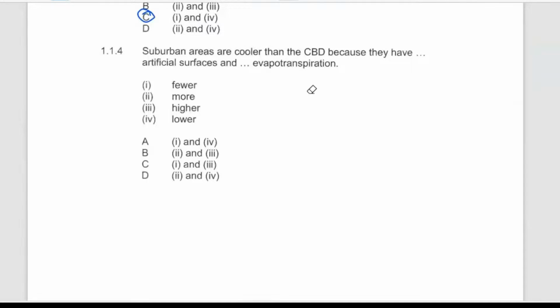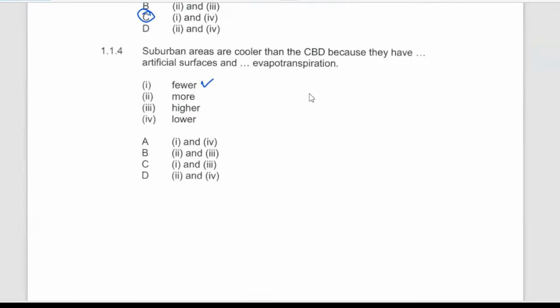We know well that artificial surfaces are responsible for the absorption of heat. For example, we talk of the tarmacs and we talk of concrete surfaces. They are responsible for the absorption of heat. So in the suburban area, we are saying there must be fewer of them, which will lead to a reduction in the temperatures. So we are saying item one: fewer artificial surfaces.